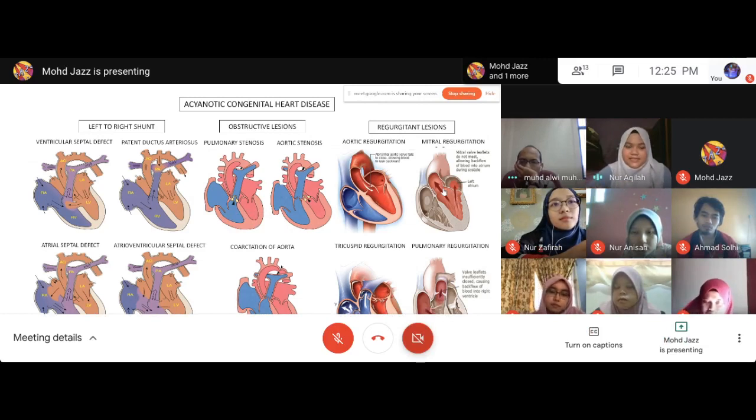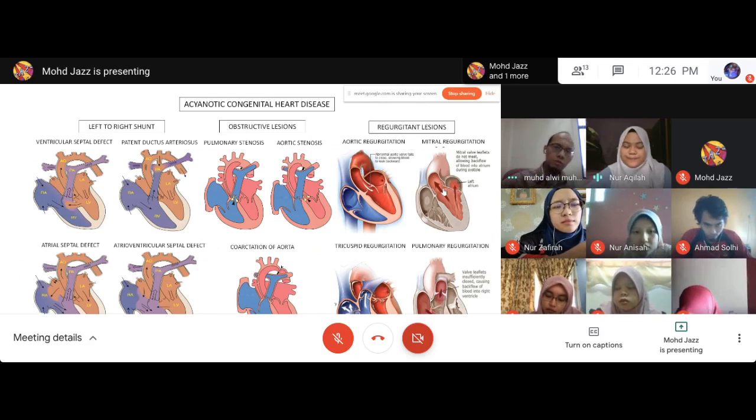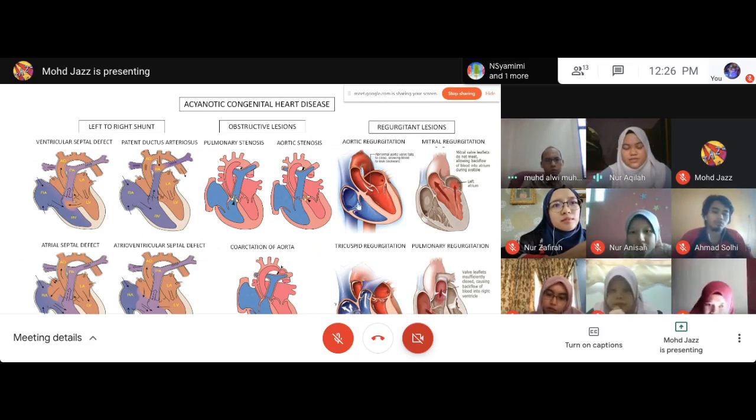Okay, the next one is ASD, atrial septal defect. Also, through the name itself, you can know that the defect occurs in the atrial septum. And ASD is less common than VSD because it occurs in about 6 to 8% of the population of children. And it is also more common in girls. And in ASD, there are several types. There are actually four types of ASD.